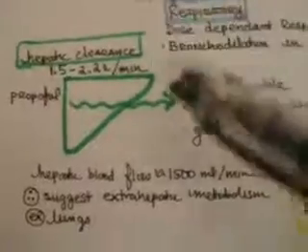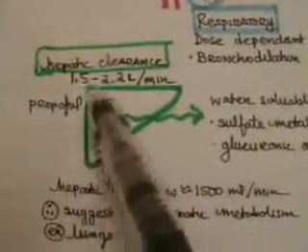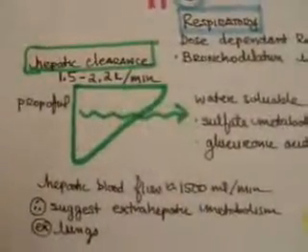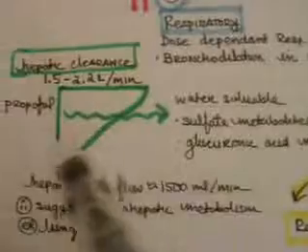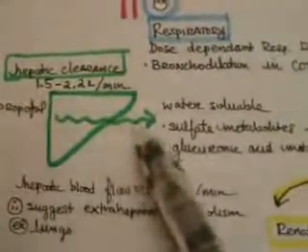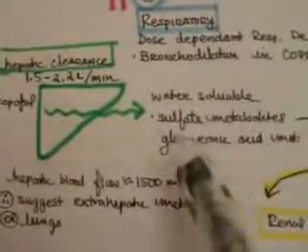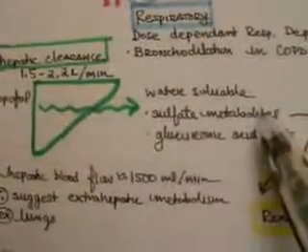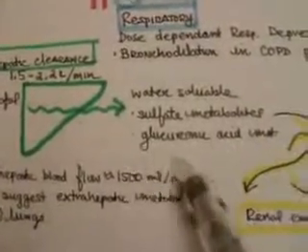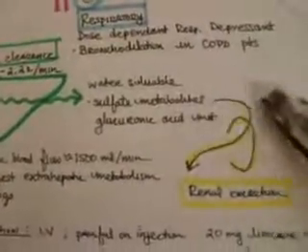But propofol is primarily biotransformed by the liver through phase 1 and phase 2 reactions, and ultimately converts a lipid-soluble agent into a water-soluble inactive metabolite. For example, there are certain sulfate metabolites as well as glucuronic acid metabolites that are water-soluble and inactive, and therefore can be excreted by the kidneys.